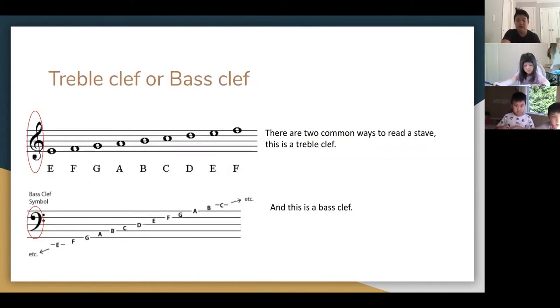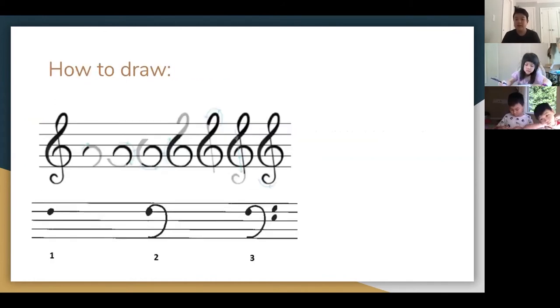So you guys know there's 2 common clefs. A treble clef and a bass clef. So Sean, what's the other one? Lyndon, do you guys have paper or a pencil? Yeah. It's really easy. I'm gonna get new paper.